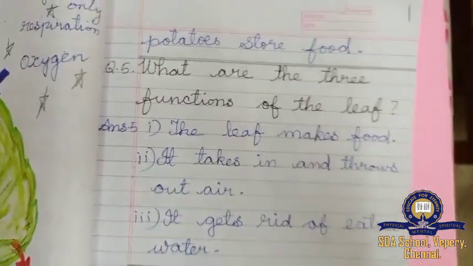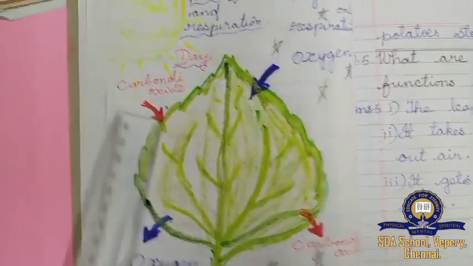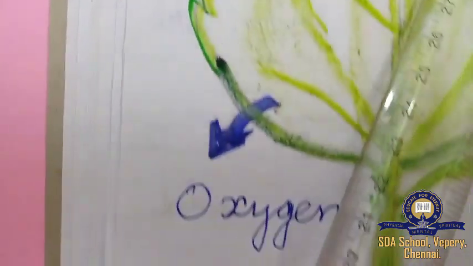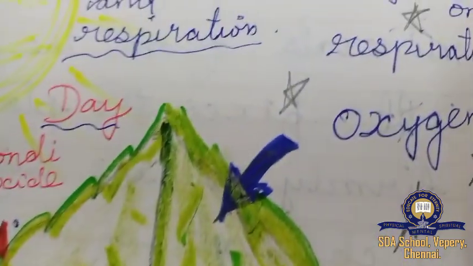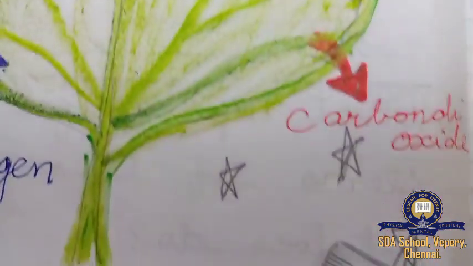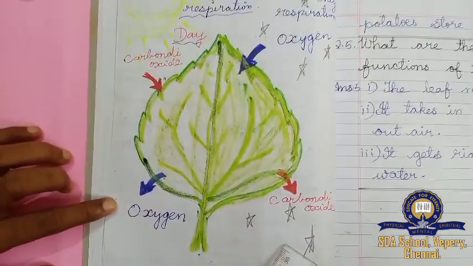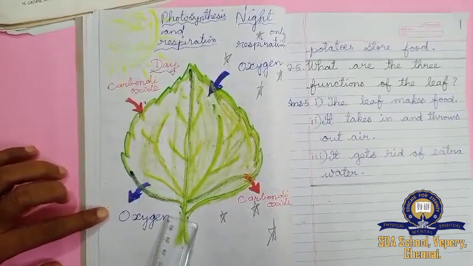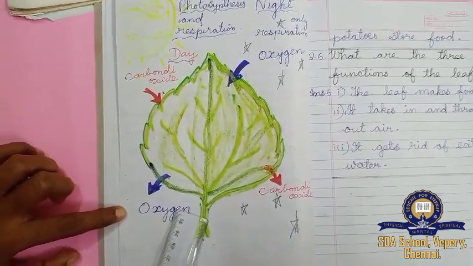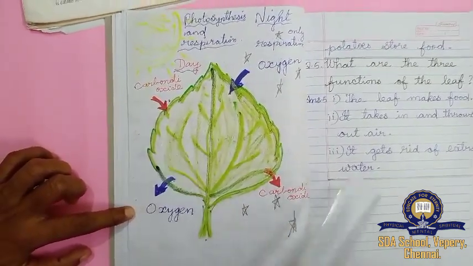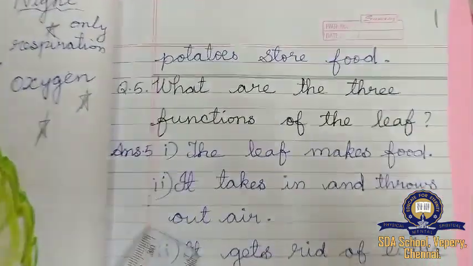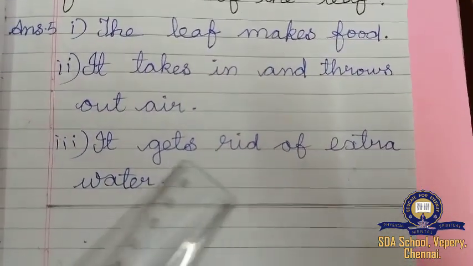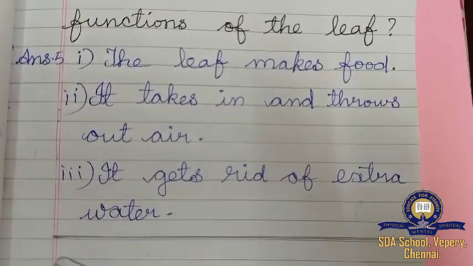You can see in the picture, during daytime it takes in carbon dioxide and lets out oxygen. During night it takes oxygen in and lets out carbon dioxide. So these are the work of the leaf. What are the three functions of the leaf? The leaf makes food, it takes in and throws out air, and it gets rid of extra water.